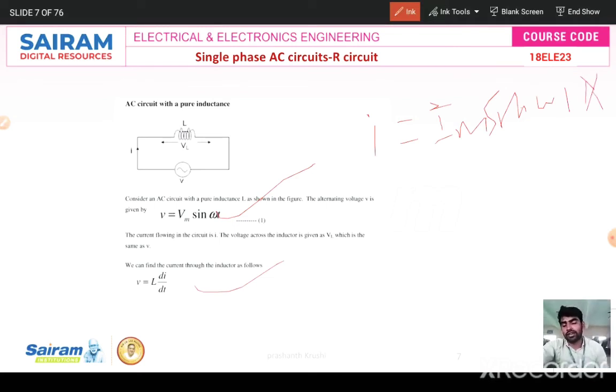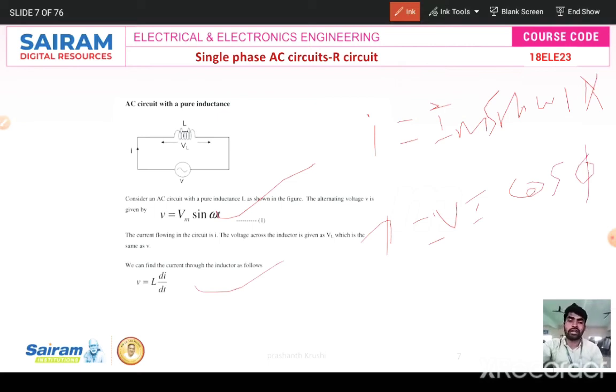So if you want instantaneous power, power is equal to Vi, voltage into current. So we'll get, what about the power equation? Power is equal to Vi cos phi, right? Vi cos phi.